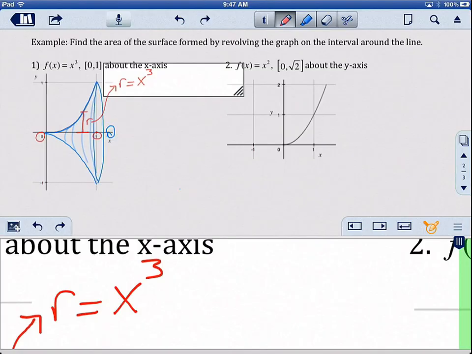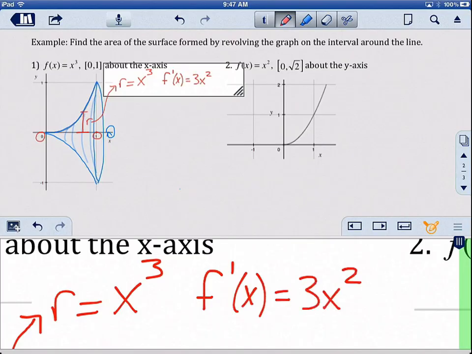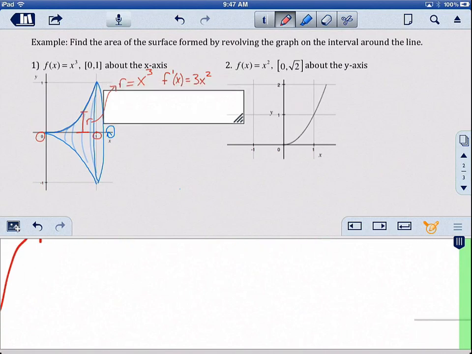Okay, so since finding the surface area of revolution uses the arc length, we are going to have to find our f prime of x, which in this case is just going to be 3x squared. And now we can plug it into our formula.